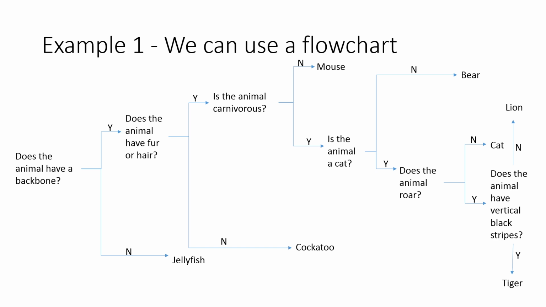This is how we can use a flowchart, which is a dichotomous key, to identify the 7 animals we looked at in our previous video. Notice that after every question, the answer is either yes or no. At each stage of this flowchart, there are only 2 choices. That makes the chart dichotomous.